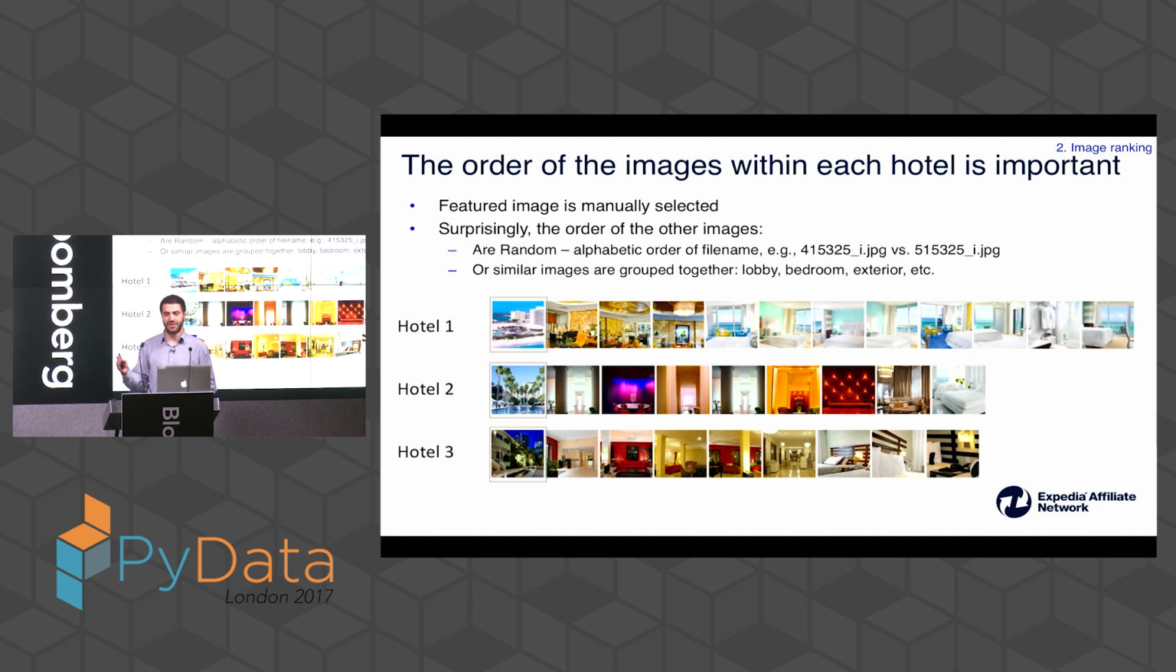But then all the other images are either randomly sorted or they are grouped together. For example, the first 10 images would be the lobby, the second 10 images will be the bedroom, and so forth. So especially if you're on a mobile device, where you only have time or patience to look at 3, 4, 5 images, right? If all of those are related to the lobby, you will just go and book another hotel or go to a competitor's site, right? So that's why it's so important.